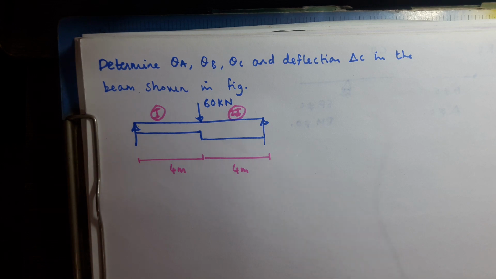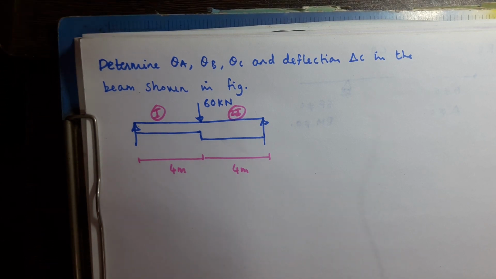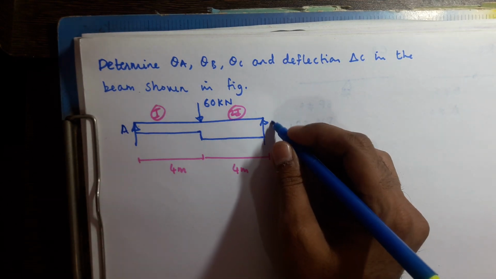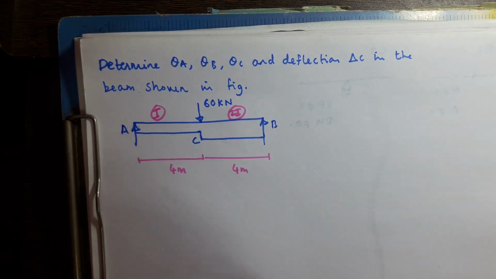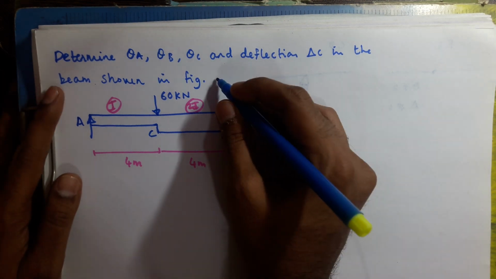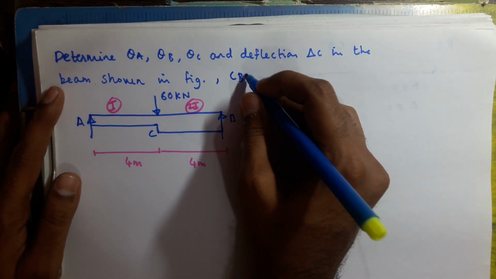So here we have a question. We have to determine slope at A, slope at B and slope at C. We also have to determine deflection delta C in the beam. All this we have to do by conjugate beam method.